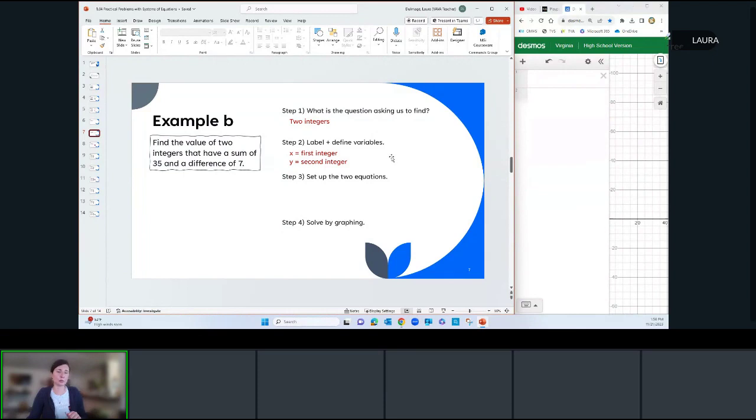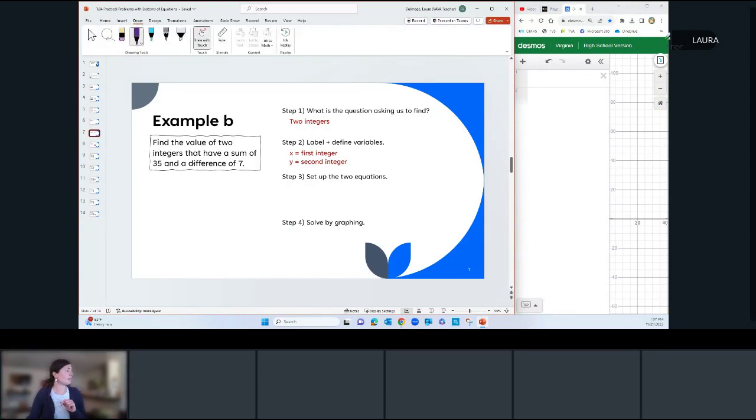Now we want to set up the two equations. We see that we have some math keywords in here. We have sum and we have difference. Remember, sum means to add together. Difference means to subtract. So we see that our sum is 35. That means when we add our two numbers together, we're going to have x plus y equals 35. That's our sum equation. X plus y equals 35.